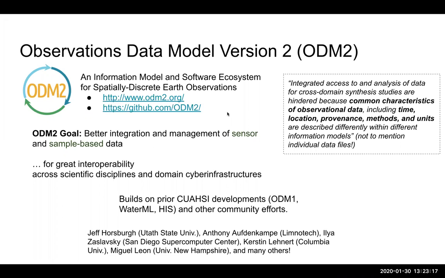And integrating those data in a more common way will improve interoperability. In other words, the use of that data, regardless of the fact that they're so different, across scientific disciplines and cyberinfrastructure or software tools. We didn't start this from scratch. We're building on prior efforts, especially from CUAHSI, but also other community efforts.